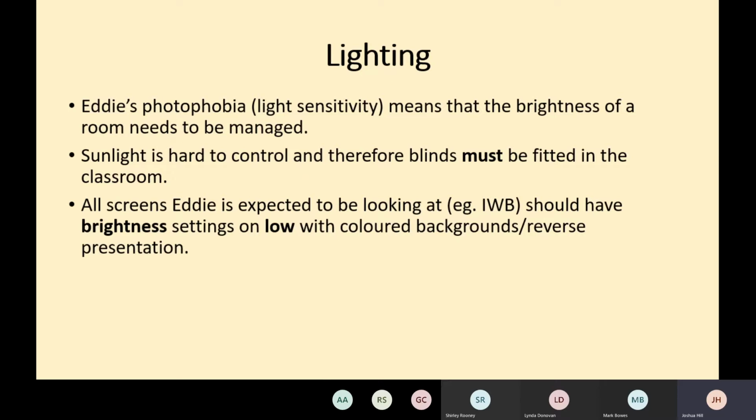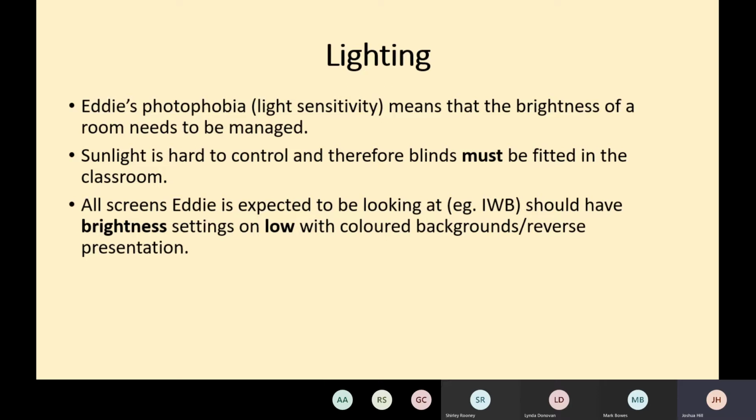So lighting is something that I know has already been mentioned so many times, but it's something that we can't overemphasize enough. It really does make a huge difference for a lot of the children we work with, and particularly those with photophobia, the light sensitivity. So the main thing we need to limit really is sunlight. That makes a massive difference to Eddie's vision. And the easiest way to control the amount of sunlight in the classroom is to have really good blinds fitted and used continually.